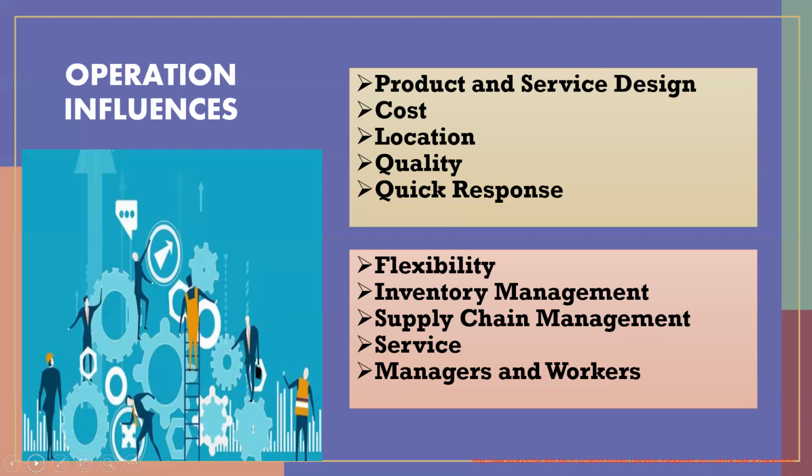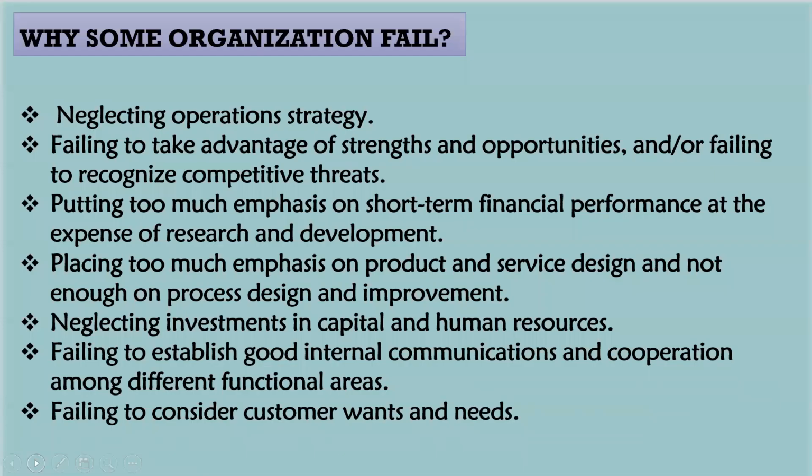So these are some of the things that might be of great advantage for you to be competitive and stay competitive in the organization, in the business world. So you might ask, why do some organizations fail? Neglecting operation strategy. You have an operation strategy, but you neglect it. What's the result of that? Failure. Failing to take advantage of strengths and opportunities, or failing to recognize competitive threats.